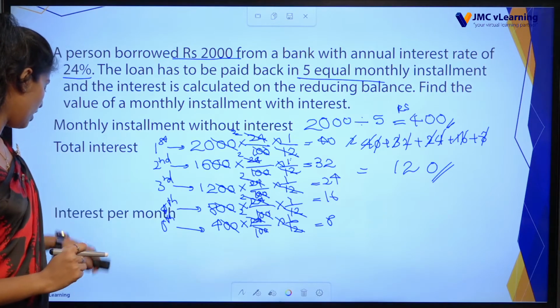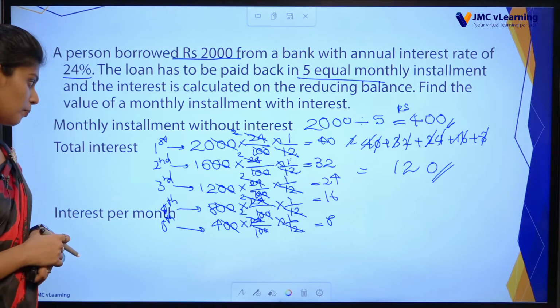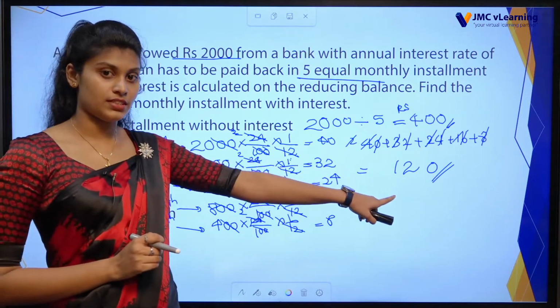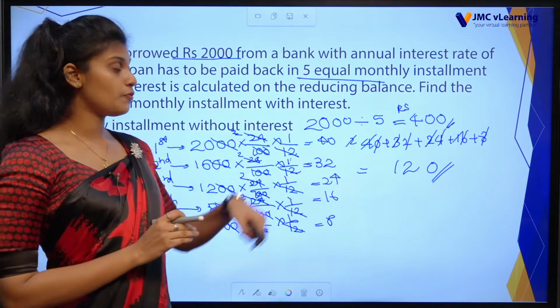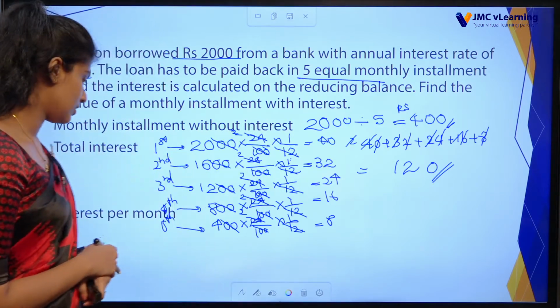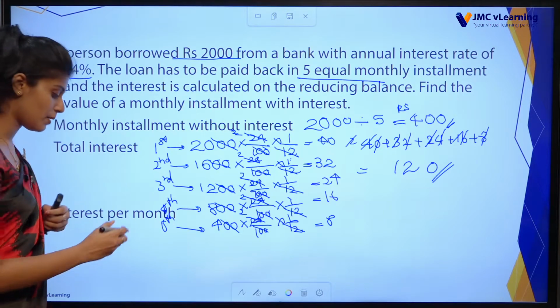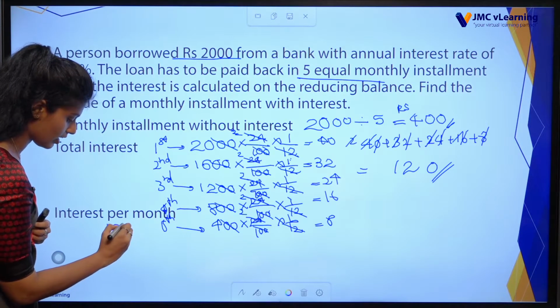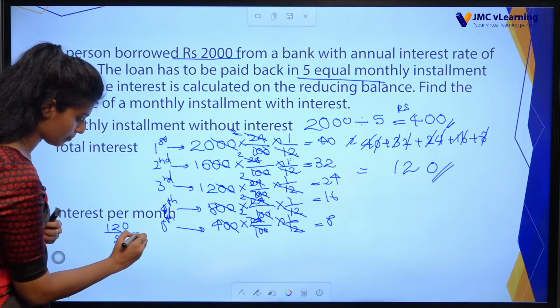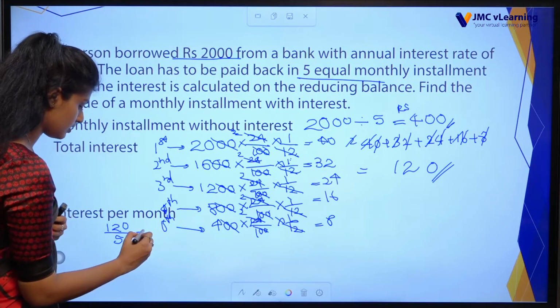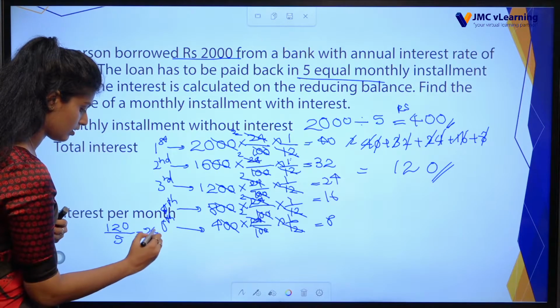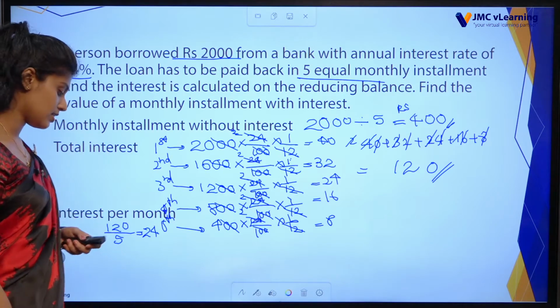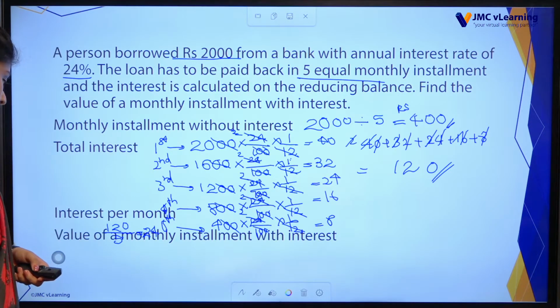Then you have to find the interest per month. This is the total interest. Total interest means it's for 5 equal months. Then to find per month, you have to divide 120 by 5. Then answer is 24. Interest per month is 24.